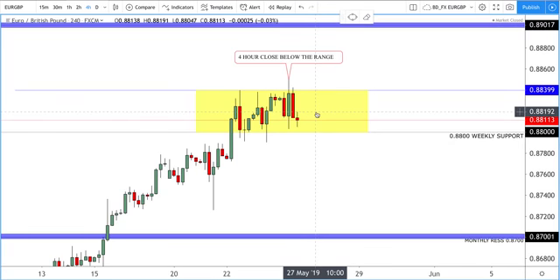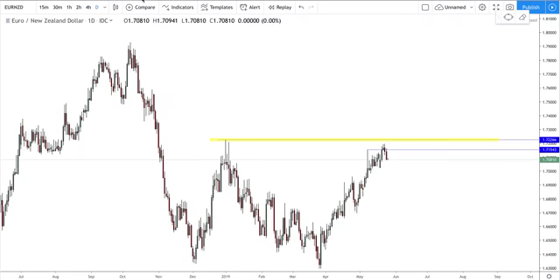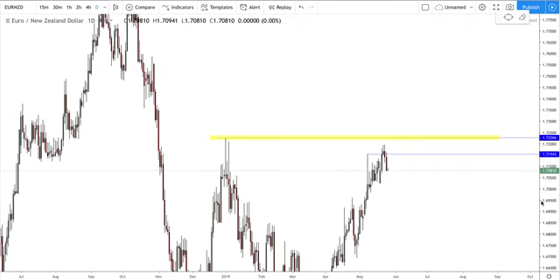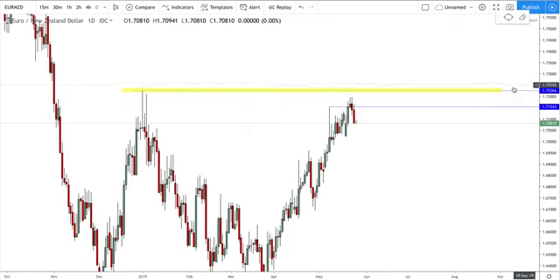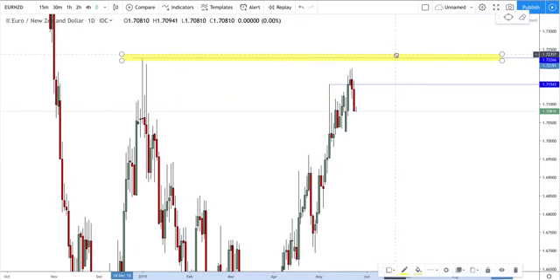Sticking with the euro, because a lot of people are asking me about some of the other euro pairs. Euro NZD. So this pair, I think I covered this last week at some point. Basically, this yellow highlighted area here, I wanted to make you aware that where we have broken above this major daily resistance, there was another possible resistance just above. And so I just mapped that out.